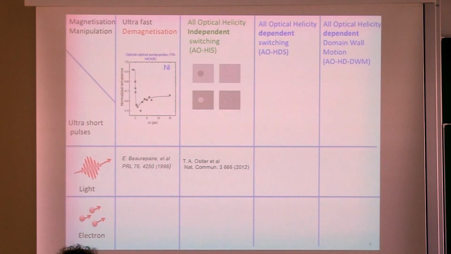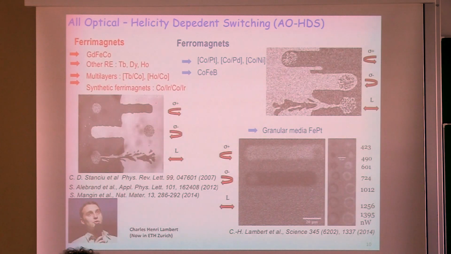Okay. Third type: all-optical helicity-dependent switching. So in that case, it was also observed first in 2007 in the group of Mangin. It was observed also for gadolinium-iron-cobalt alloys, but what we could demonstrate is that it's an extremely general effect. You can observe it for many different kinds of materials.